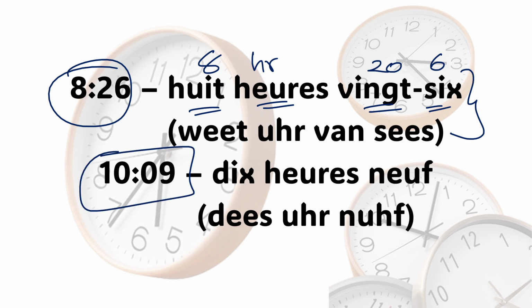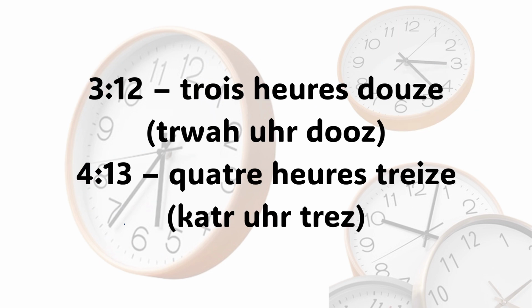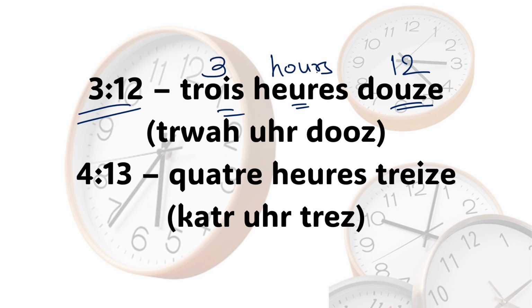Next is 10:09. It is dix heures neuf. If it would be 10:10, write the answer in the comments. What should it be? Let's have some more examples. Suppose it is 3:12. It is trois heures douze. Douze is 12. This is trois, that means hours. Next one is quatre heures treize.